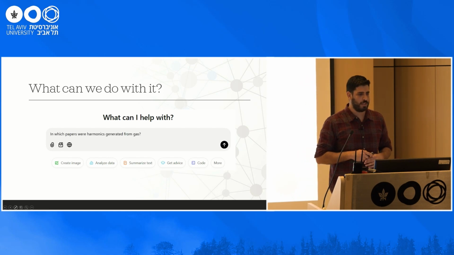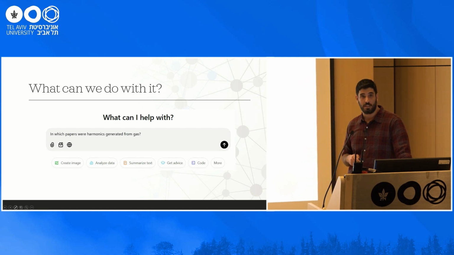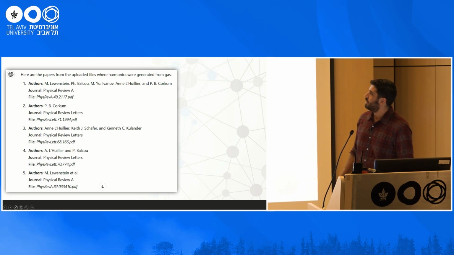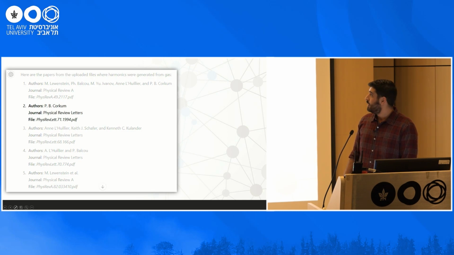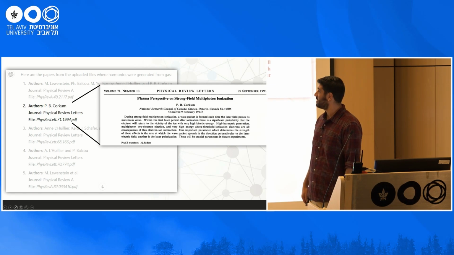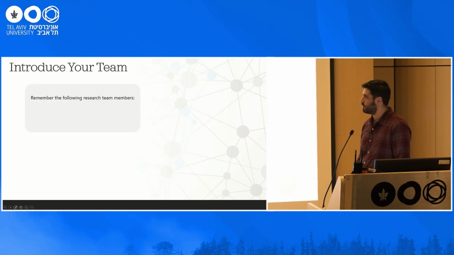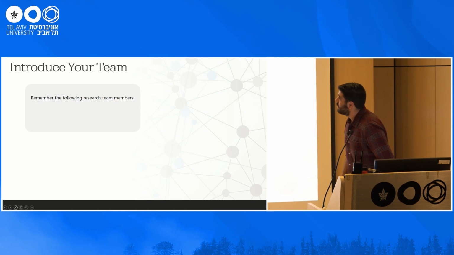Let's, for example, ask it in which papers were harmonics generated from gas. So you have many papers, you want to sort them in some way. It scans over all the files that I uploaded, and it gives me a list of authors, journals, and the name of the file that I uploaded. So let's check that this file indeed exists. It's very important to check that it actually retrieved the correct data. So this is a real article. This is the name of the file that I uploaded, and this is indeed an article that deals with harmonic generation from gas.